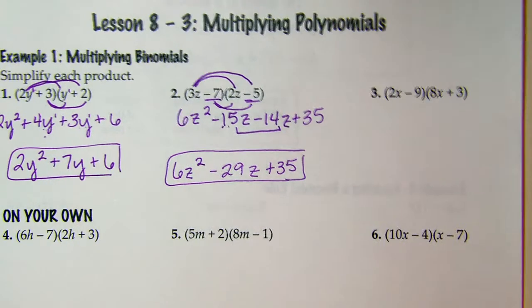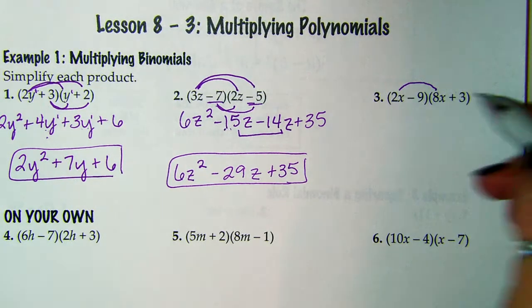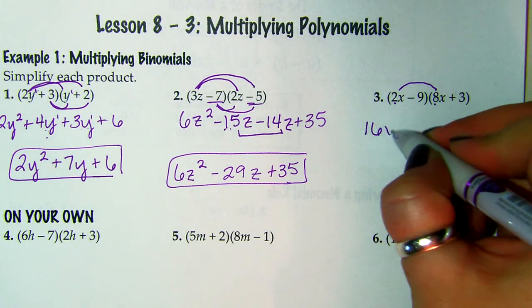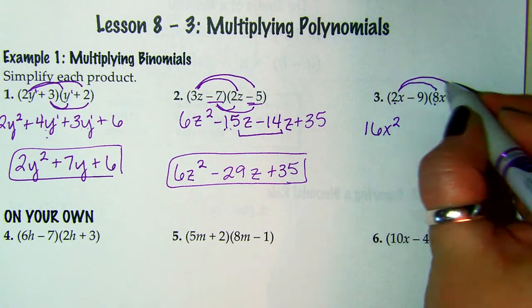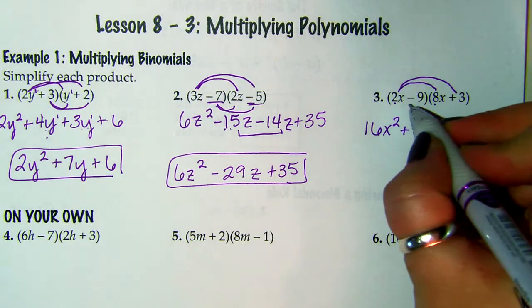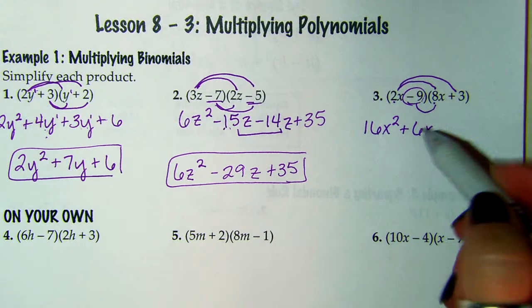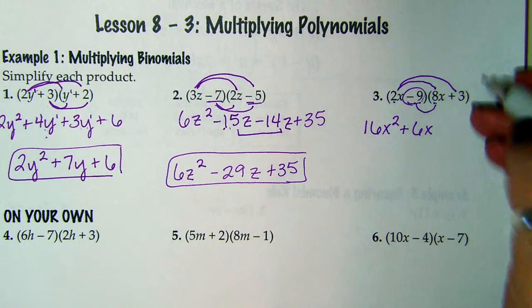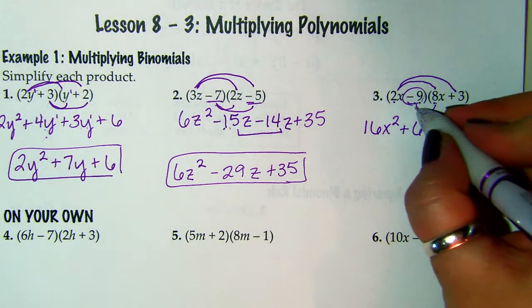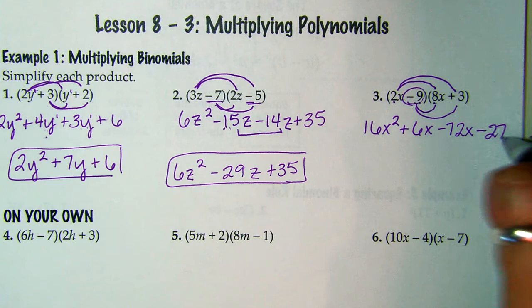Number 3, distribute the 2x. So 2x times 8x is 16x squared. 2x times 3 is 6x. Then do the negative 9. So again, watch that negative. Negative 9 times 8x is negative 72x. And then negative 9 times 3 is negative 27.